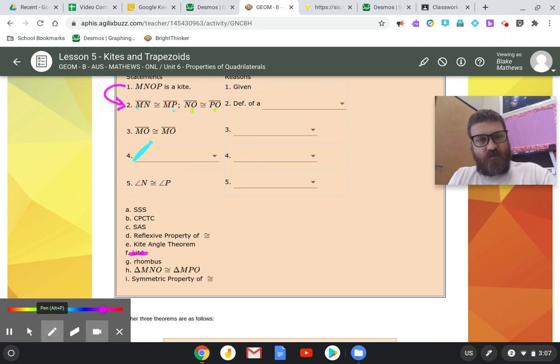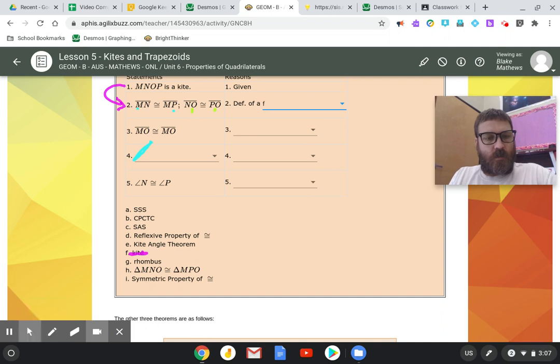That's the answer choice F. So let's go up here and say, because it's the definition of a kite. All right.